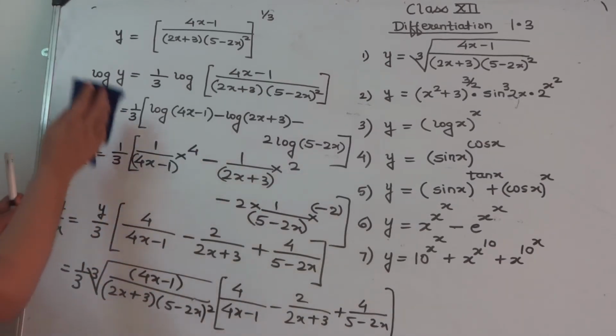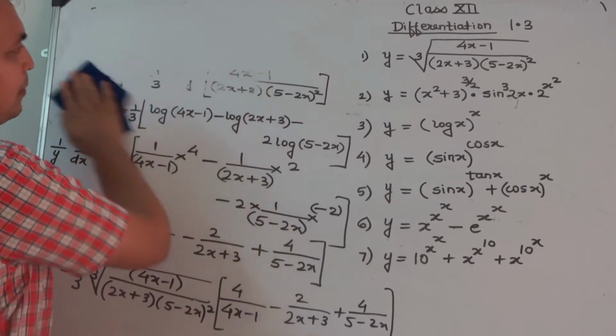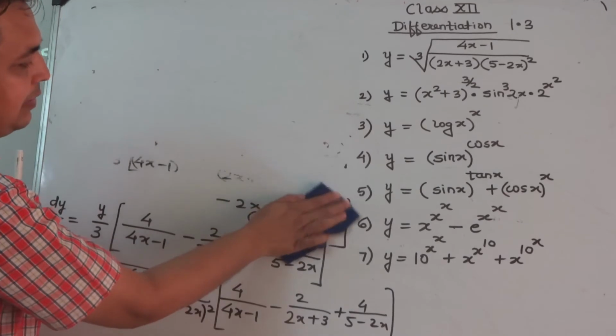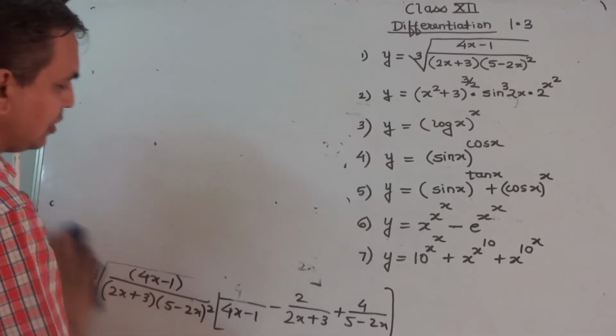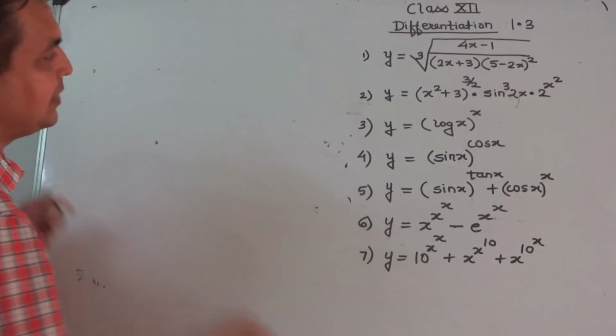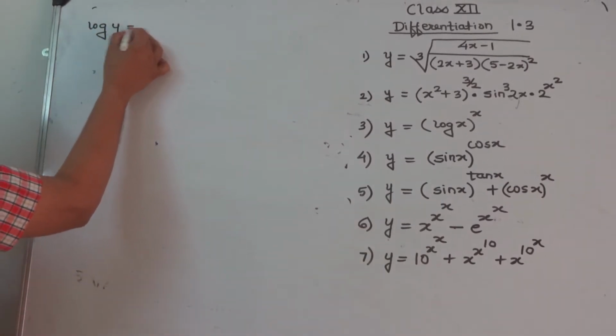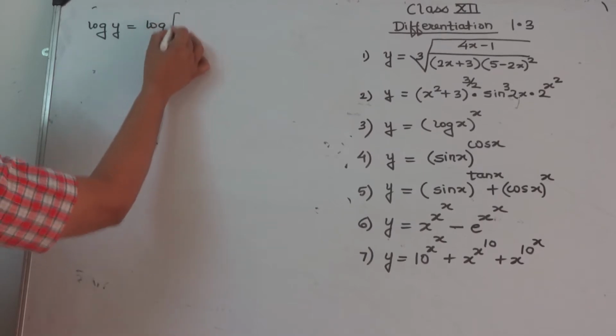Let us solve the second question. Again we have product of three terms and their powers, so we have to use logarithmic differentiation. So how to solve? Taking log on both sides. If we take log on both sides, left hand side becomes log y and right hand side is log of complete term.